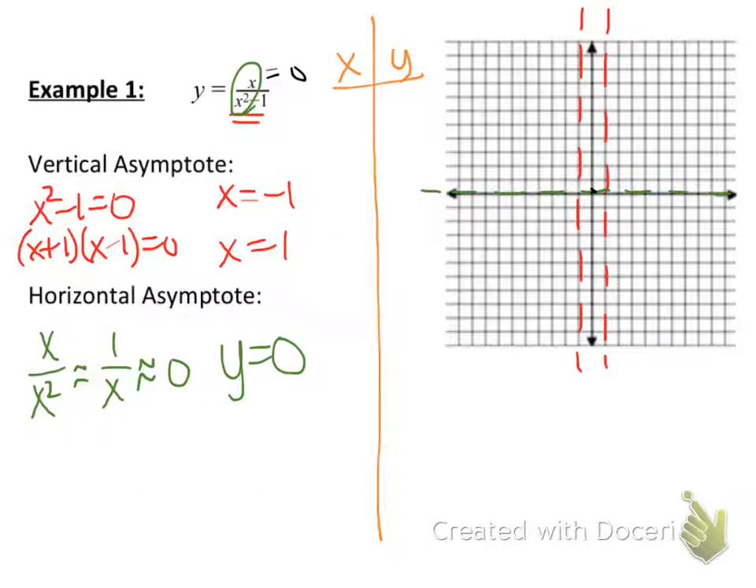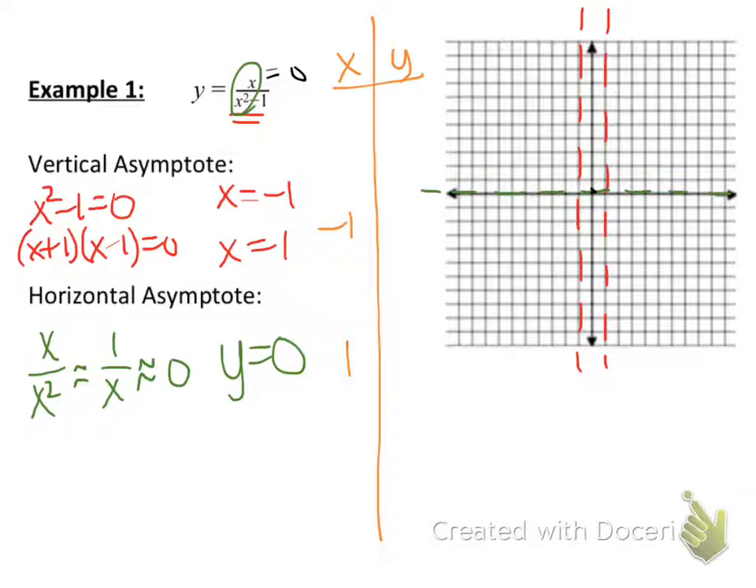So now we're going to make a t-chart, and when we're graphing these, we need to figure out what the graph is doing in those 3 sections. Our vertical asymptotes have divided our graph into 3 sections. And so we're going to divide our t-chart kind of into 3 sections. And our asymptotes are going to be those dividing points.